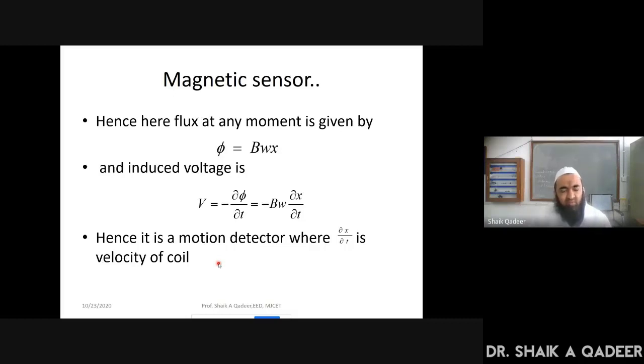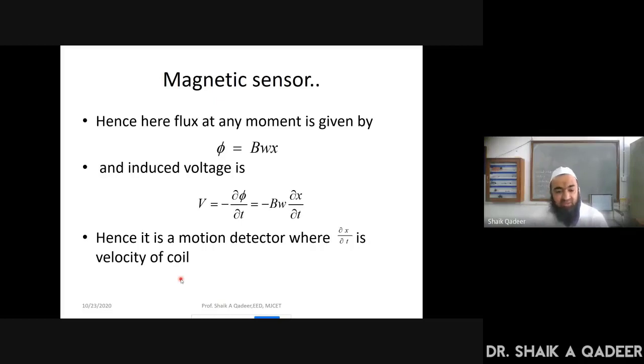If our requirement is just to find out whether any movement of the coil is there or not, in that case it will be a digital or a discrete sensor. Otherwise, if you are finding the velocity of the coil, then it is an analog sensor. So sometimes this type of sensor is called a motion detector. Please also make a note of it. Apart from finding velocity, it can also be used as a motion detector. Please add this point.